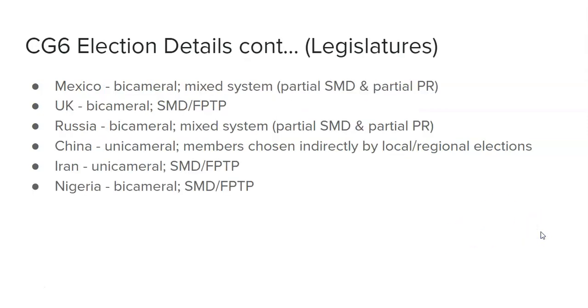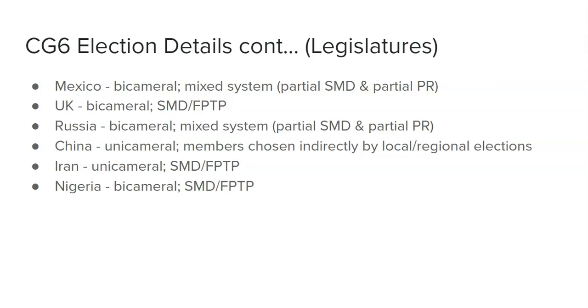All right, election details. Continuing to think about legislatures. In Mexico, they have a bicameral legislature, the Senate and the Chamber of Deputies, and they have a mixed system. So their election is partially by single member district and partially by proportional representation. I think this is a really neat system and provides for more representation, especially of those smaller parties who may not, say, be elected to president.